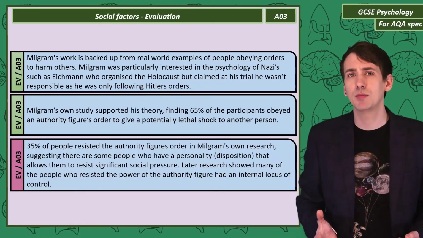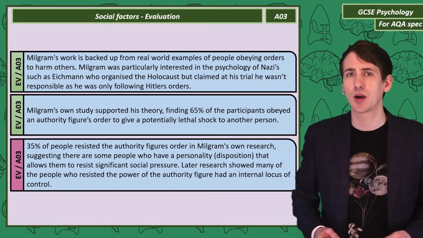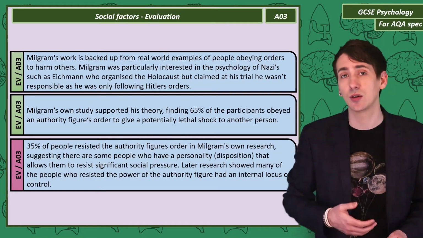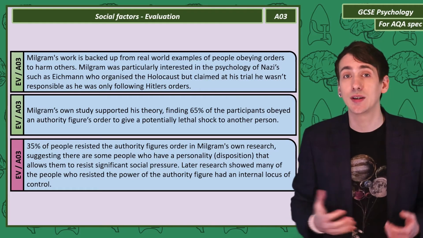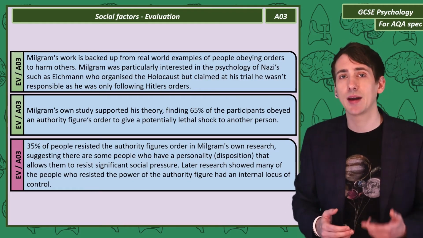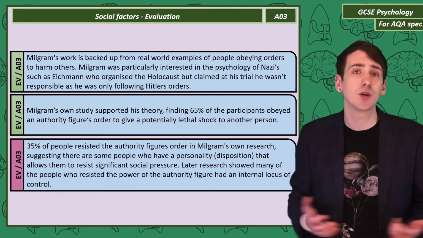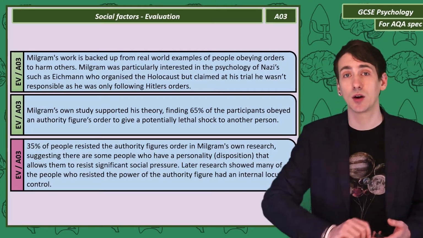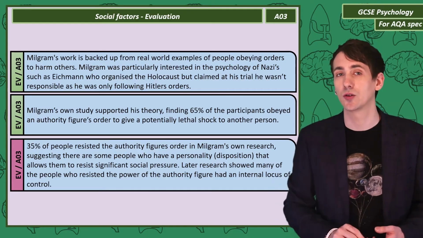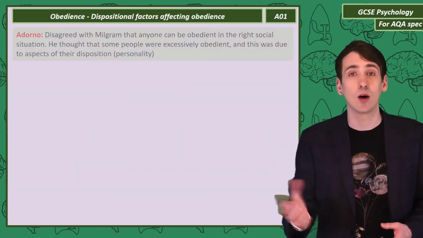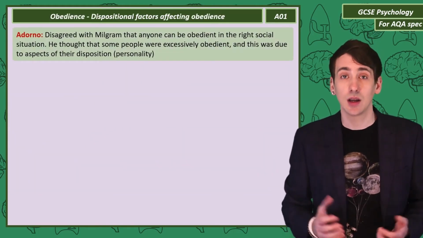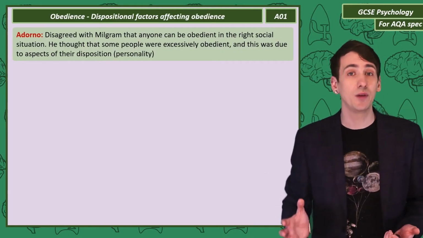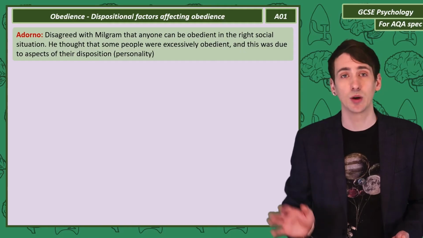However, all the participants in Milgram's research experienced the same social pressure to obey the authority figure, but 35% of people were able to resist the orders. The personality or disposition of these individuals may explain how these people were able to resist when so many people didn't. Later research showed that many of those people who resisted the authority figure had an internal locus of control. So Milgram suggested that all of us could be obedient, and if we were obedient or not depended on situational factors. But another theorist at that time, Adorno, disagreed with Milgram.